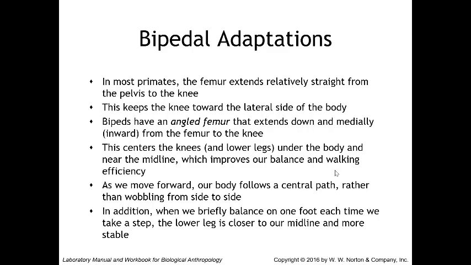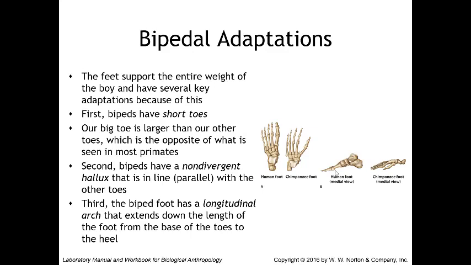Bipeds, however, have an angled femur, and that angled femur extends down and medially from the femur to the knee. This centers the knee and the lower legs underneath the body and near the midline, which then improves our balance and walking efficiency. As we move forward, our body will follow that central path rather than wobbling from side to side. In addition, when we briefly balance on one foot, each time we take a step, the lower leg is closer to our midline and more stable. So those are the legs.